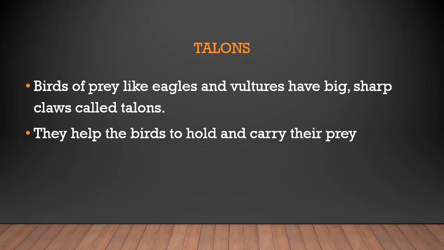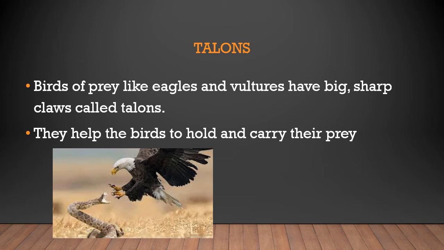Next are the birds of prey. Birds of prey means the birds which hunt other animals for food, like how we have carnivorous animals. In the same way, when birds hunt other animals for food, they are called birds of prey. Birds of prey like eagles and vultures have big sharp claws called talons. Talons help the bird to hold and carry their prey.